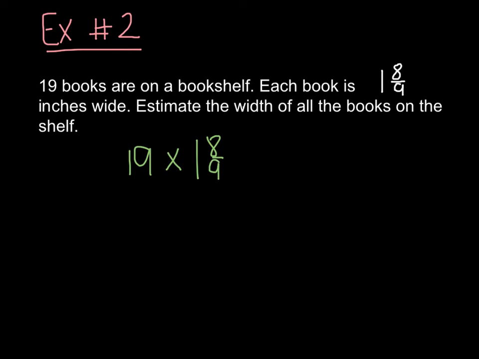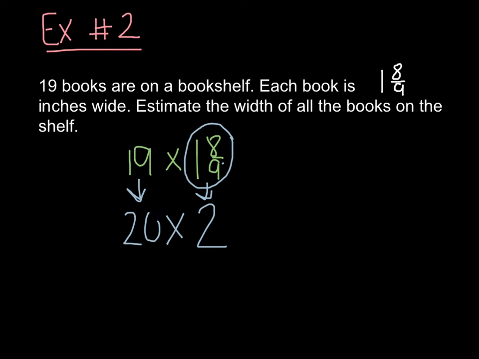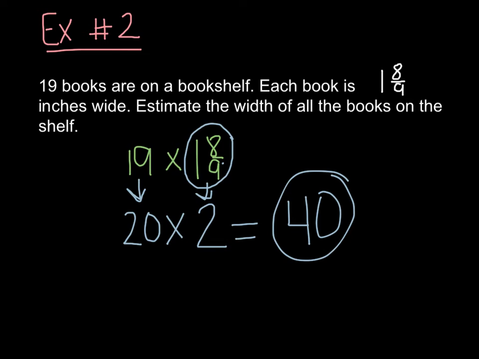So when we have a mixed number like this, what we're going to do is just round. We're just going to round it to the nearest whole number. And I know 8/9 is pretty close to a whole. So that's going to tell me to round up to 2. And then I want something that's going to be easily multiplied. So I'm going to change 19 to 20. And 20 times 2 is 40. So 40 is my estimate.